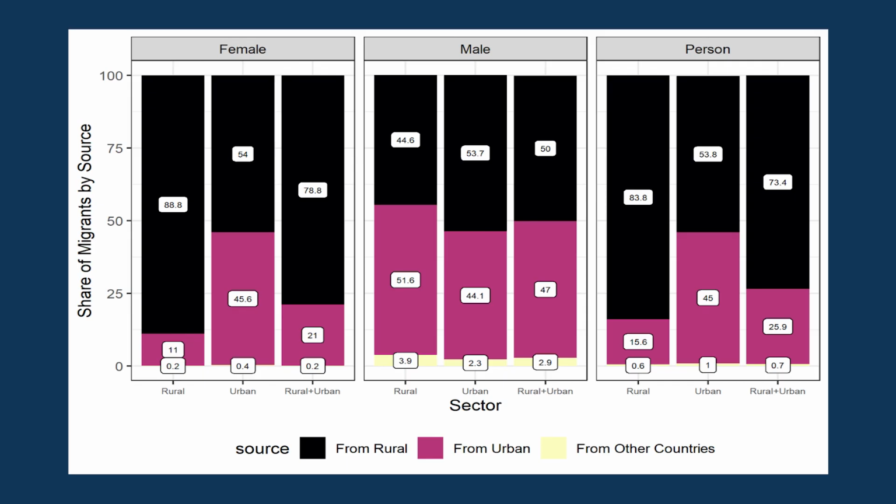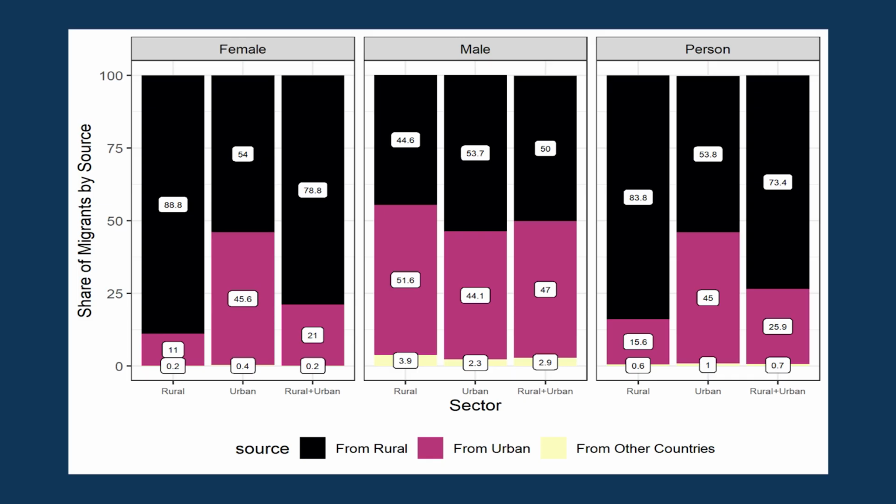On the contrary, if you go to an urban area and take the female migrants there, you will see that about 54% of them would have come from some rural areas. That will be rural to urban migrants among the female migrants.